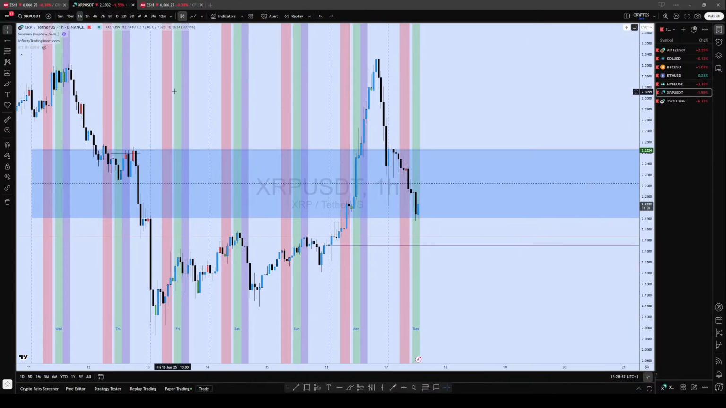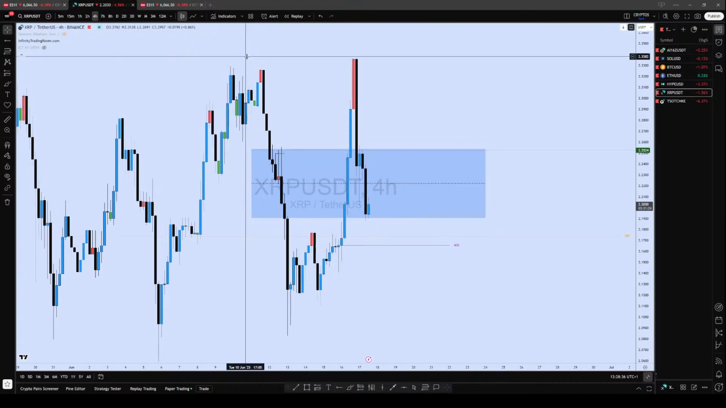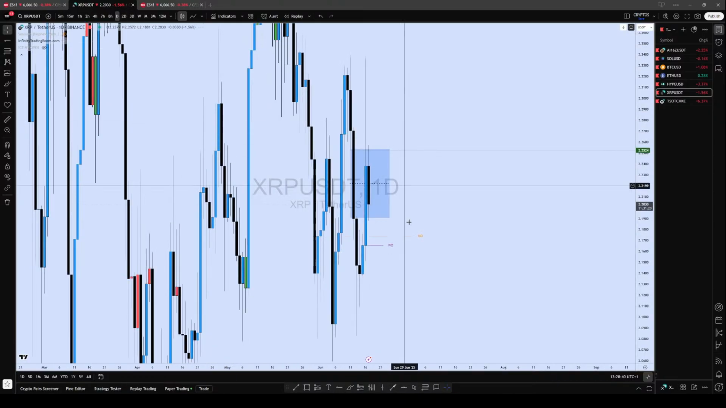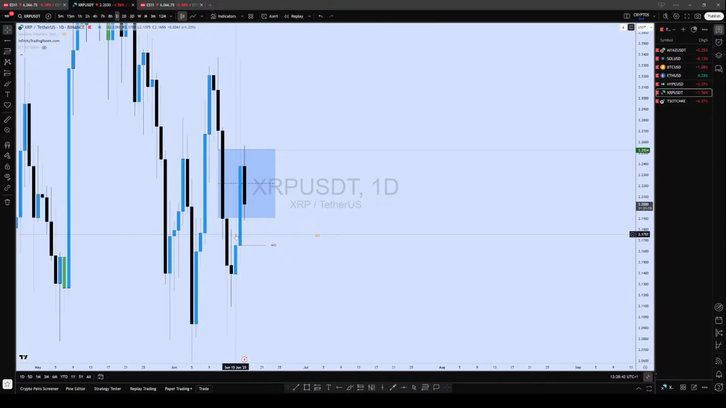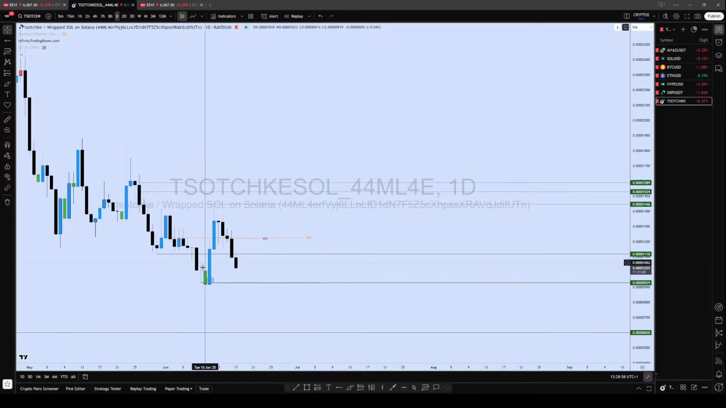Ripple, we did go up and almost took out the previous week high, and then rejection. On the daily, we did close above the previous day's high, but we couldn't close through that imbalance. So the same narrative, consolidation to upside.